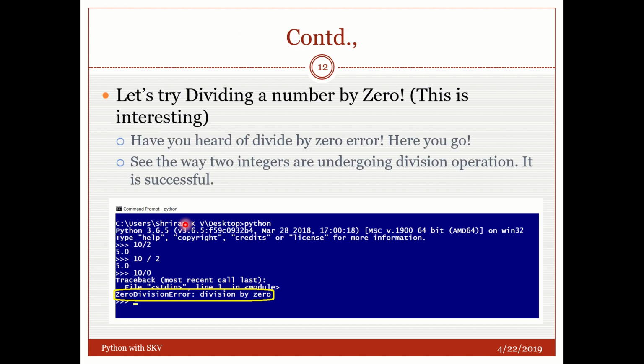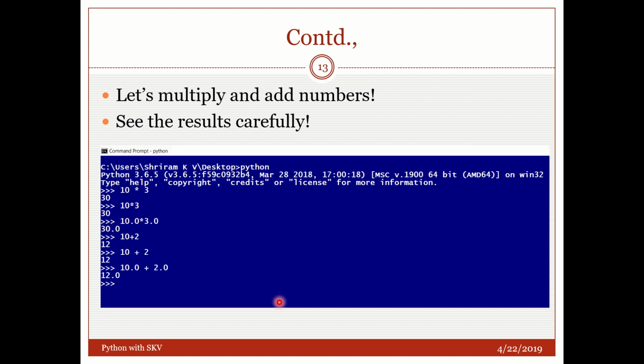They can be free. Now let's divide a number by 0. So we know divide by 0 error, right? So I'm going to try the same thing right now. So 10 by 2 is 5. You can see 10 by 0, it says that division by 0 error. It is called zero division error. So in Python also, you cannot divide a number by 0 and we get zero division error clearly available in front of you.